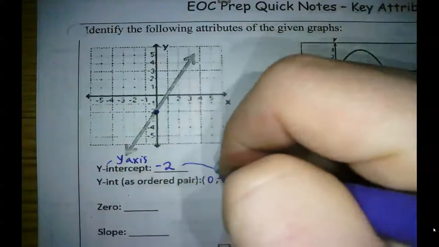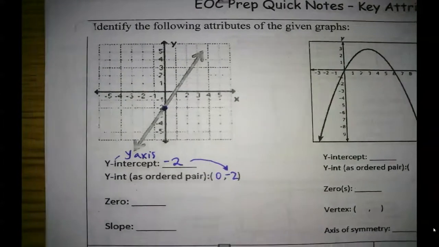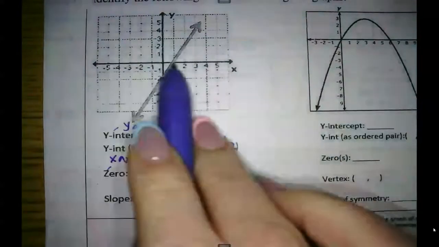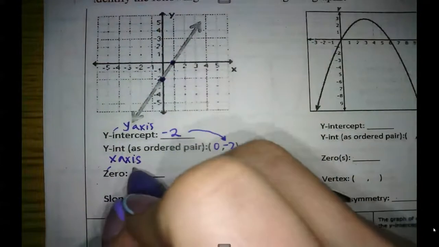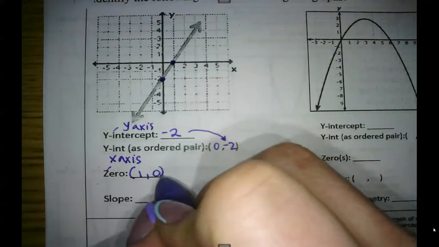This is my y-axis, so it goes in my y spot. My 0 is where it crosses the x-axis. The x-axis is this right here. It's crossing right here at 1, and we write that as (1, 0).